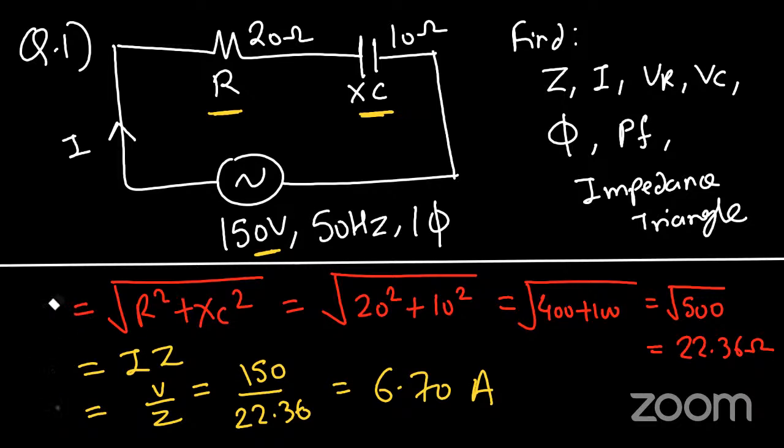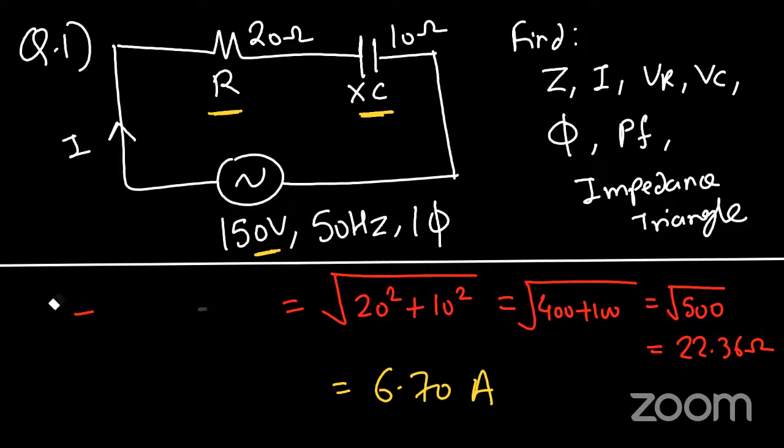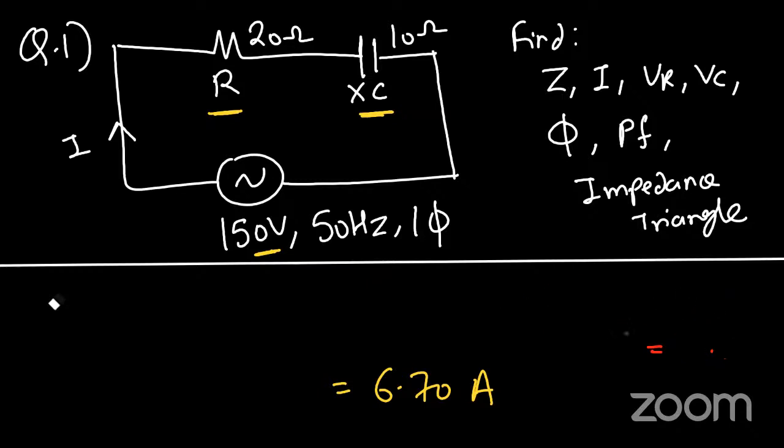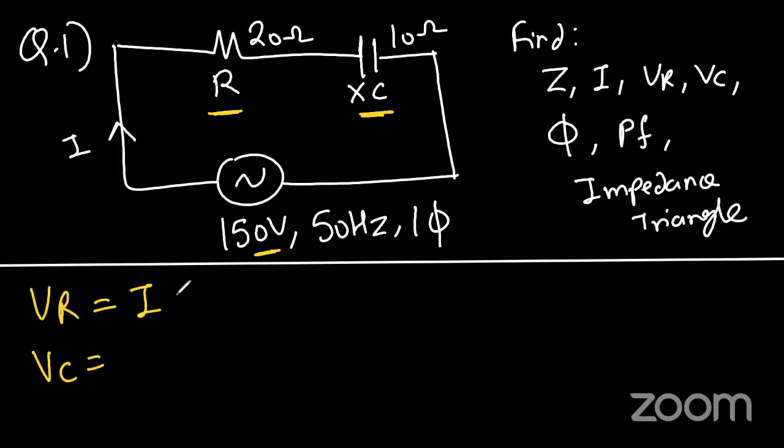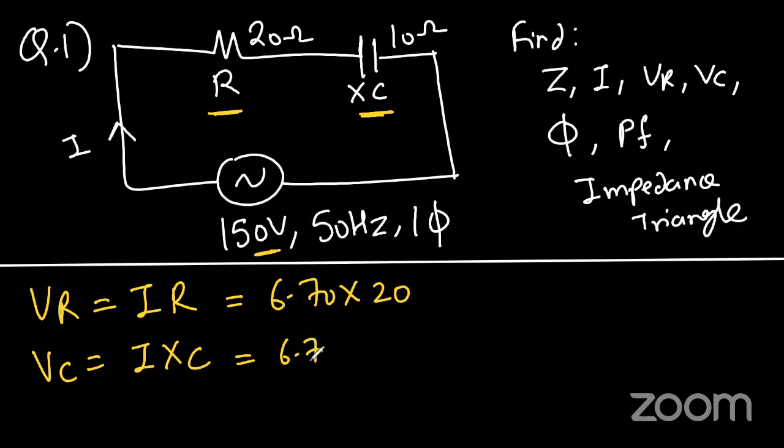Okay, and then go for the VR and VC. उसके बाद find out करो VR and VC. And then find the VR and VC. So what is the VR and what is VC? It's IR, it's IXC. So it's a 6.70 into 20, 6.70 into 10. So यहाँ पे आंसर आएगा 134 वोल्ट और यहाँ पे आएगा 67.